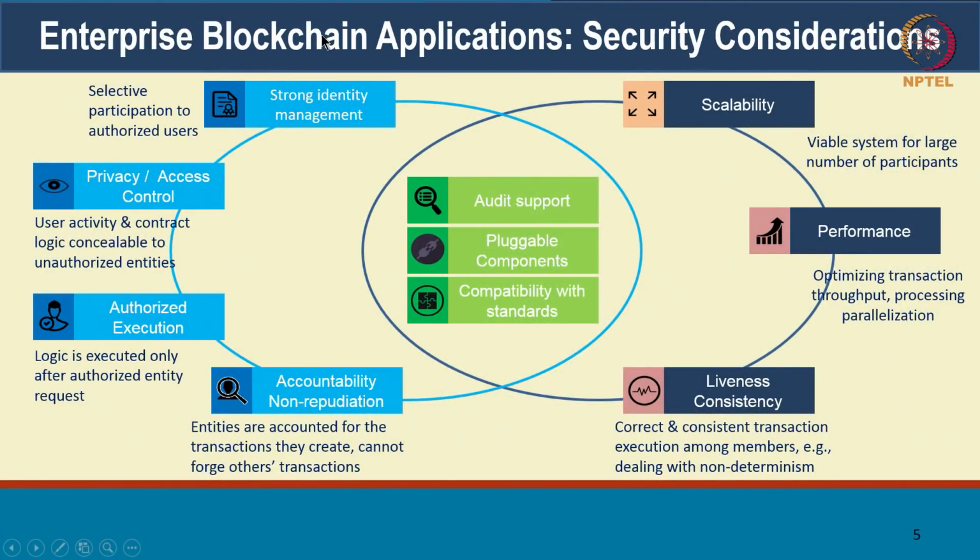Right? So let's go over some of these security considerations. We talked about strong identity management. This is to say that we want to ensure that only a permissioned set of entities gain access to the network itself. Others don't even know that this network exists or cannot read what's on the network. So the participation into the network is authorized and governed. So that's the strong identity management.